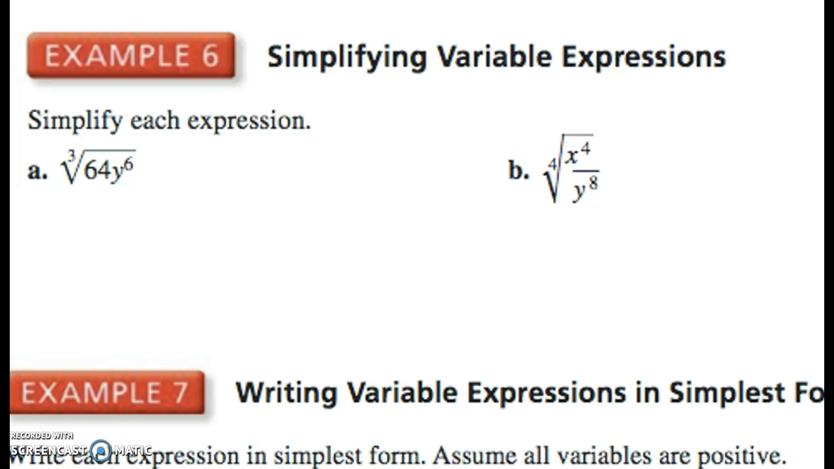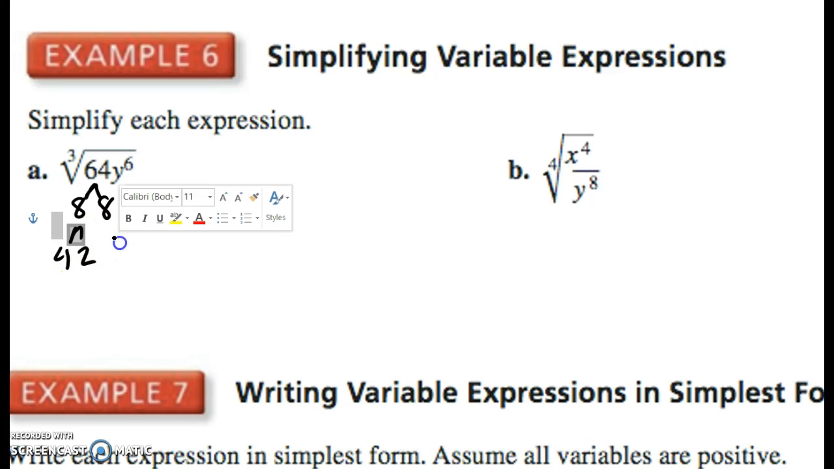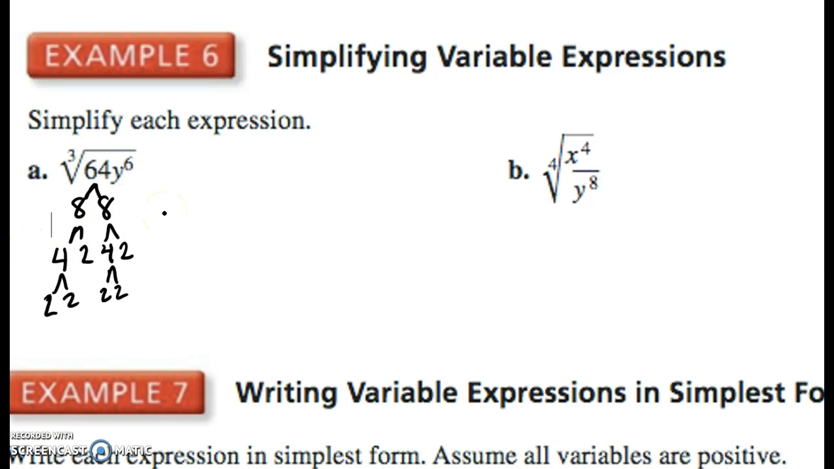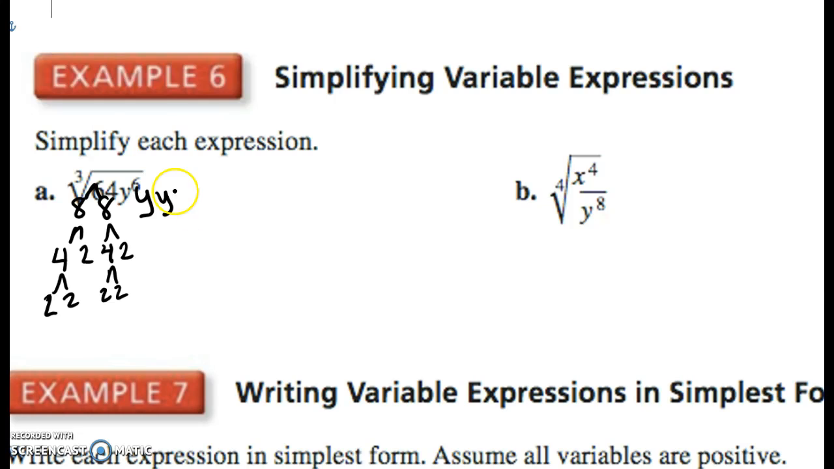We want to simplify the expressions. What I like to do is, if you don't recognize anything being perfect cubes, you can always go down to your factor trees. So 64 will break down to 8 times 8, and that'll be 4 times 2. So you can factor 64 all the way down. You can even write out y to the 6, which is basically 6 y's in a row.